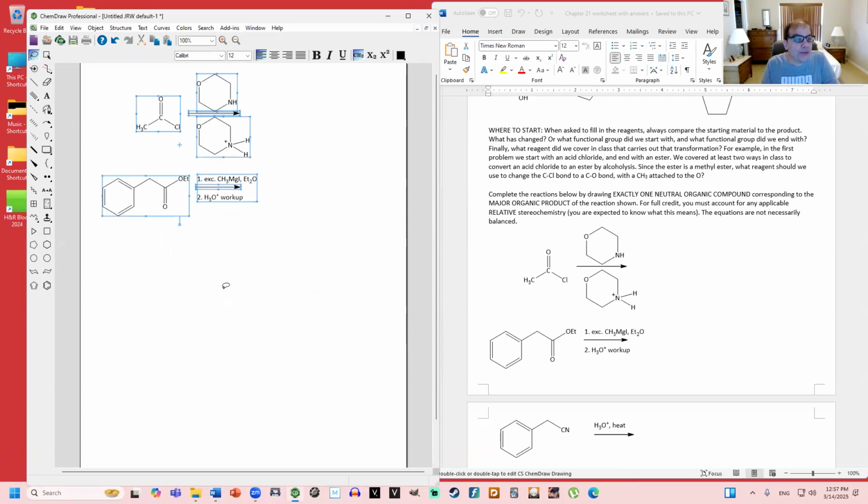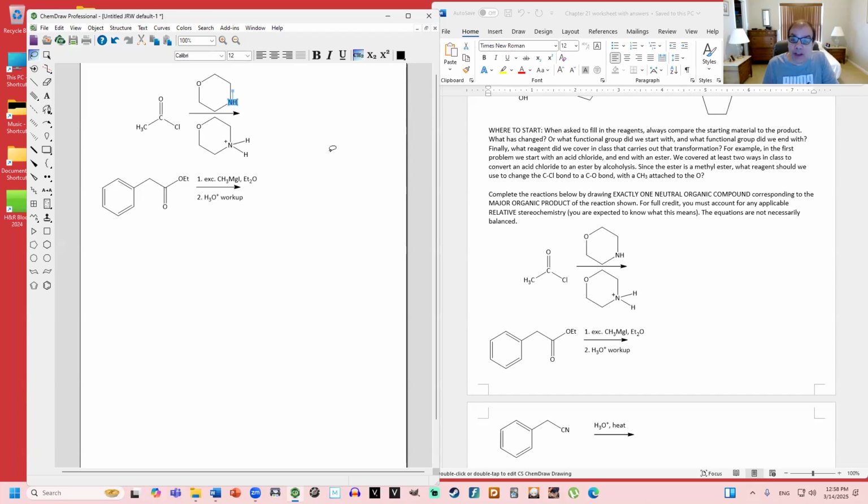And so the first one involves treating an acid chloride with an amine. Don't get distracted by the oxygen in the, oh, I'm blanking on what that molecule is called. I don't really care if you guys know it, but these molecules do have names. Morpholine, that's what that compound's called. And so we're treating the acid chloride with the nitrogen of the morpholine.